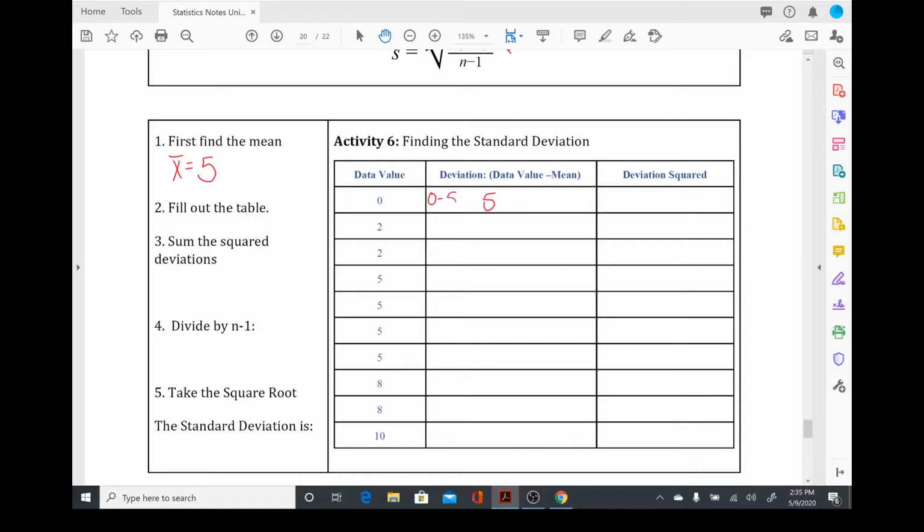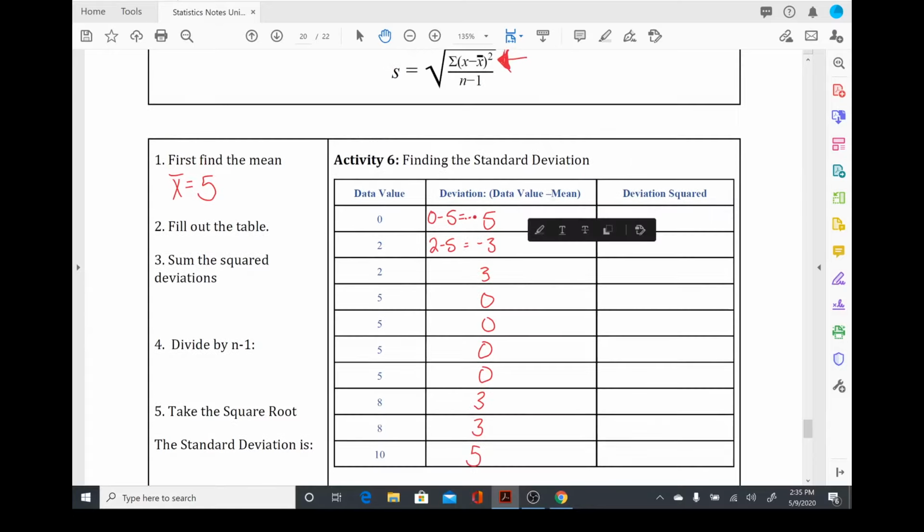0 minus 5. Now technically you could write -5. It's not going to matter here in a minute though, so if you just wrote 5, you're okay, because we're going to square it. Anyway, next one will be 2 minus 5, which is -3, or you could write 3, it's fine. Then we'll have 3 again. How far is 5 away from 5? It is not very far at all away from 5. 0. How far is 8 away from 5? 3. How far is 10 away from 5? It is 5 away from 5. We have just done this most inner part.